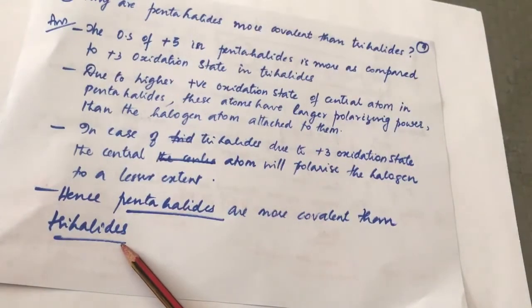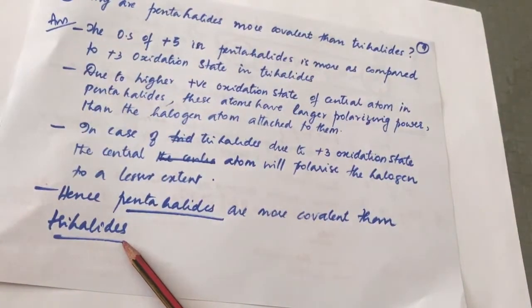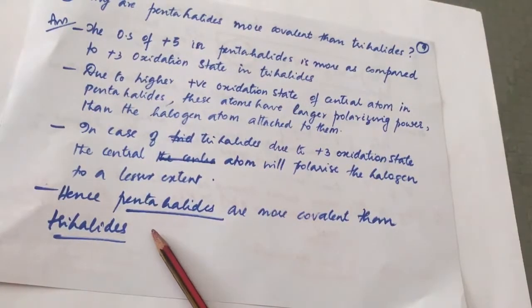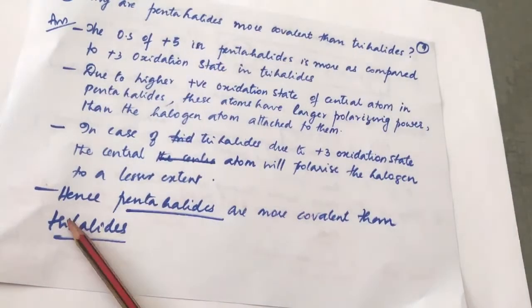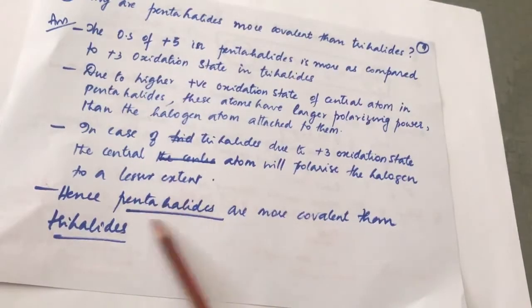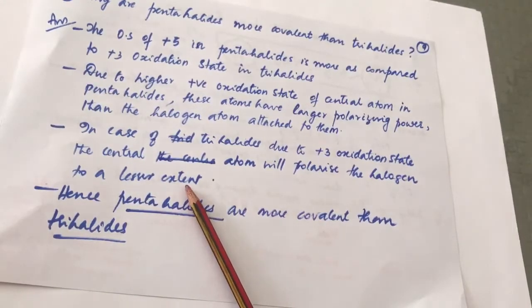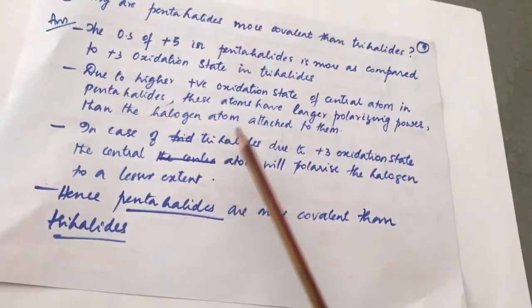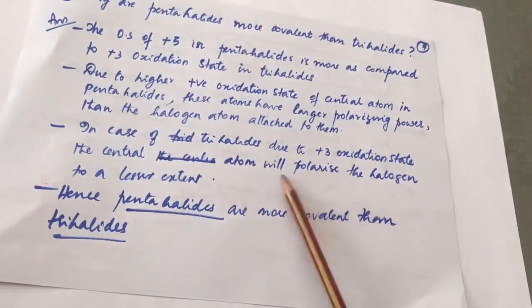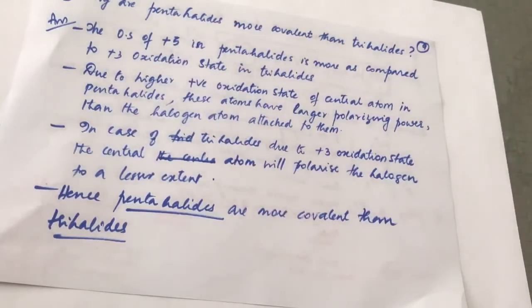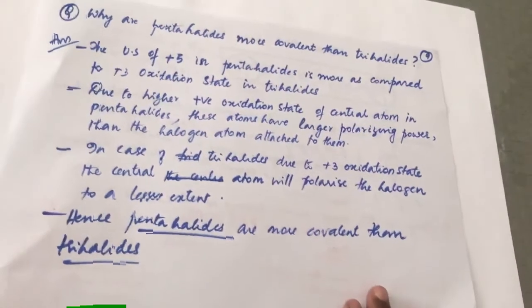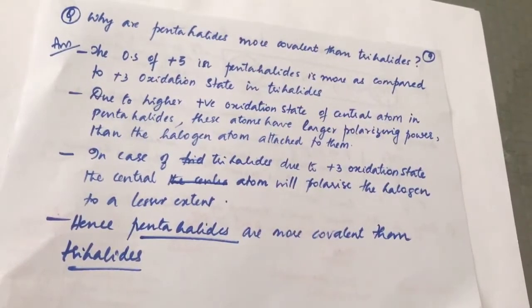What do you mean by covalent character? Covalent character means sharing of electrons. In trihalides, it doesn't have much of a covalent character, I mean it will be less, isn't it? The pentahalides will have more of a covalent character. Now, why is it so? That sharing is more. Why? Because of the more polarizing power of the +5 oxidation state. Now you learn that and you have to put this question in your notebook and learn it.